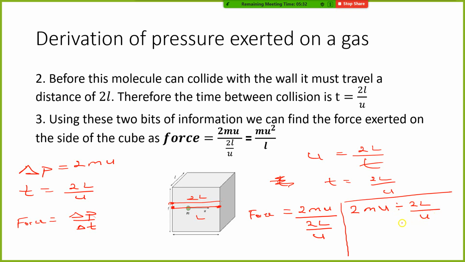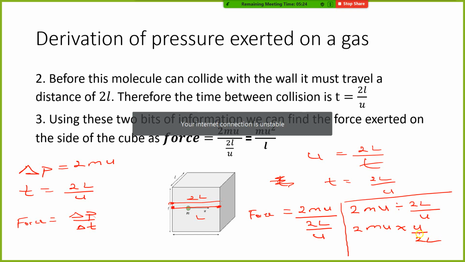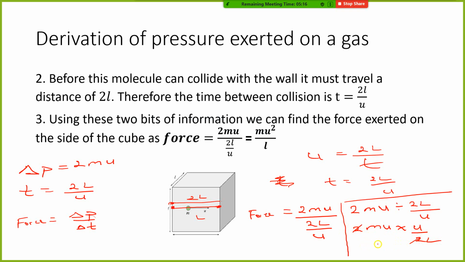Whenever we're dividing fractions like this, we find the reciprocal. So we're now saying 2mu times u divided by 2L. Clearly, this 2 is going to cancel this 2. So at the end of the day, the force is going to be mu squared divided by L. That's the force being exerted on the wall. Cool. Can I go to the next slide?